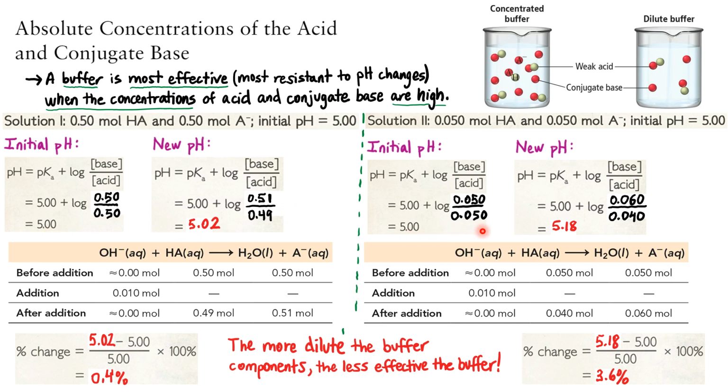Okay, and notice that it doesn't change as much when you have something more concentrated, right? More stuff, more HA and A minus, versus over here where we have less HA and A minus. And you can see we calculate the percent change, right? Solution 1 has a change of less than 1%, like 0.4, and solution 2 has a change of almost 4%, right? So this is just mathematically showing you that the higher the concentration of your weak acid and conjugate base, the better your buffer, right? The more effective it is. So hopefully that makes sense.